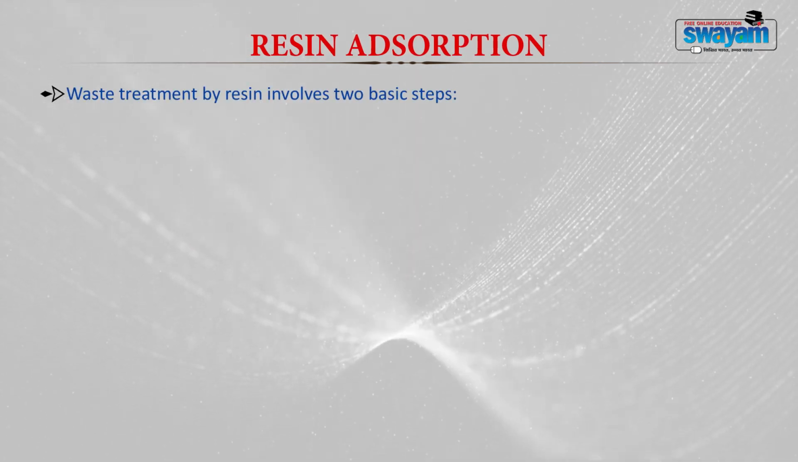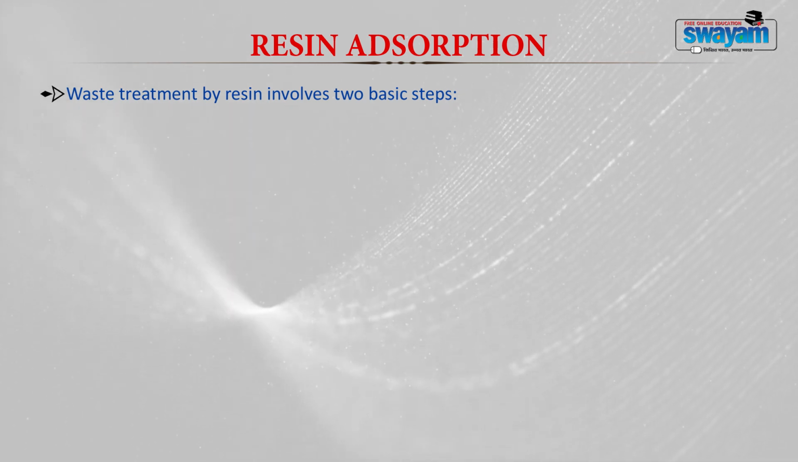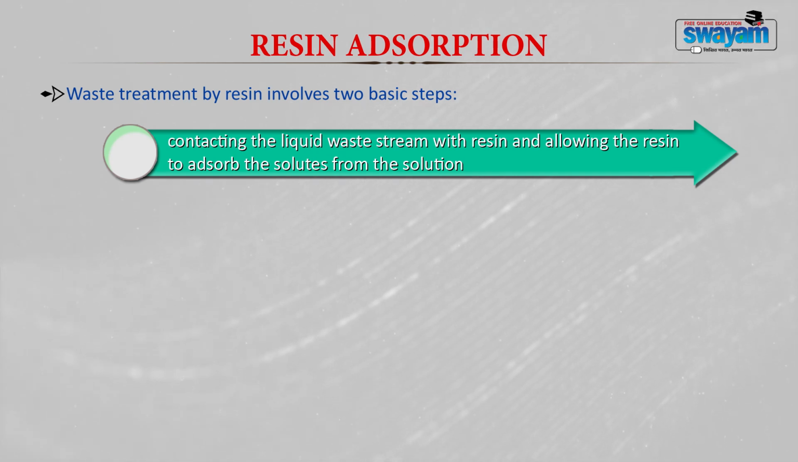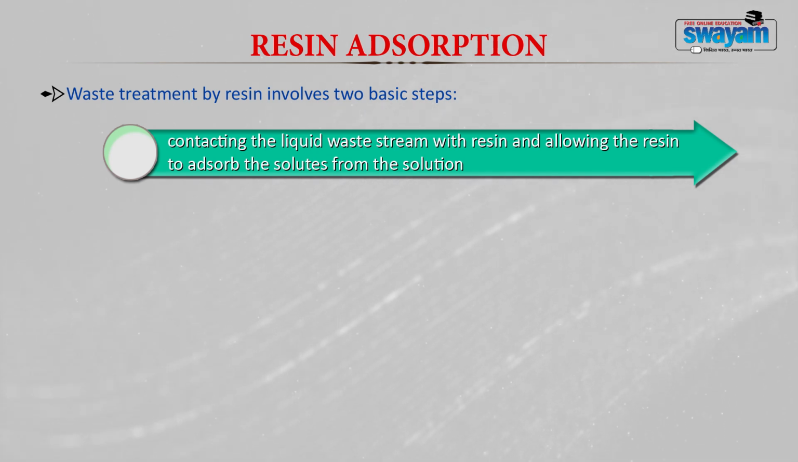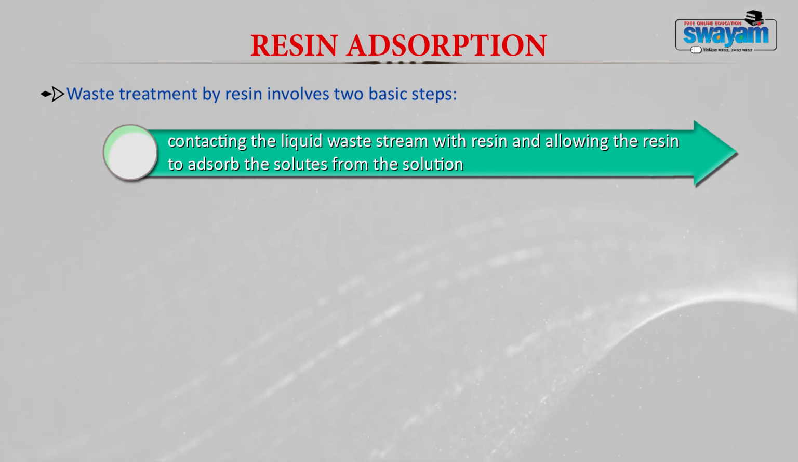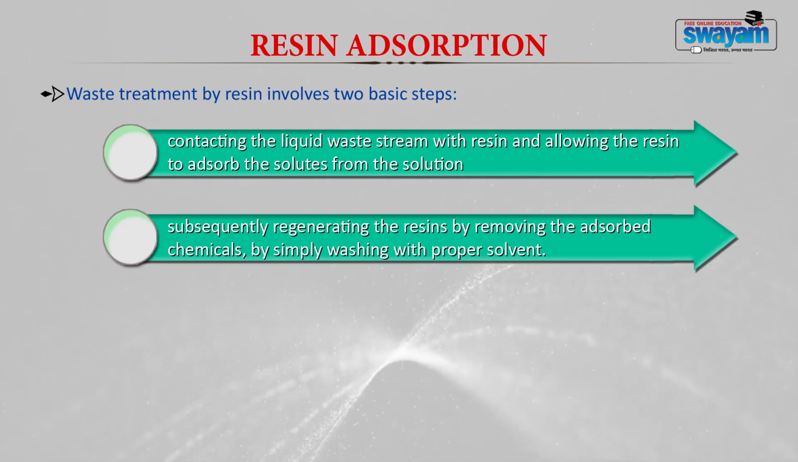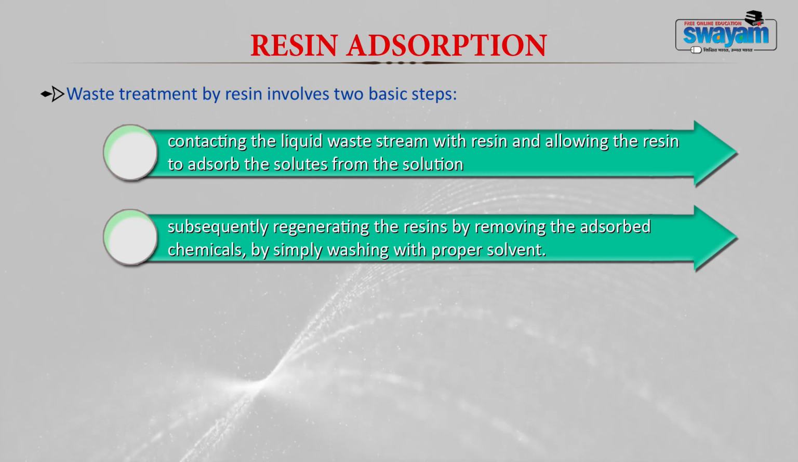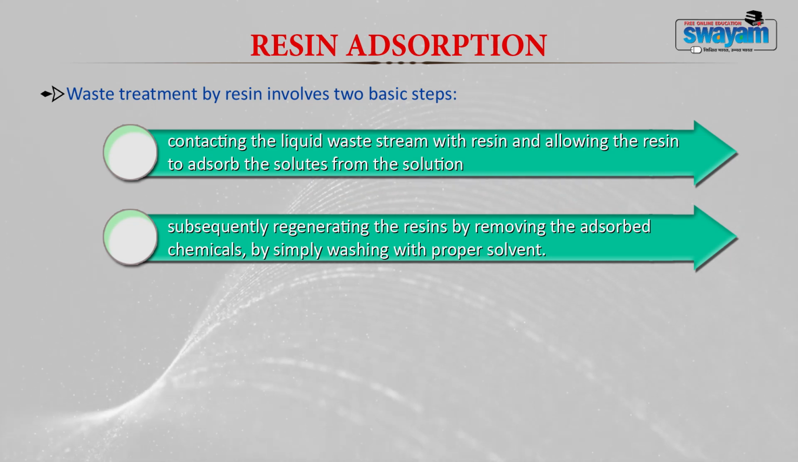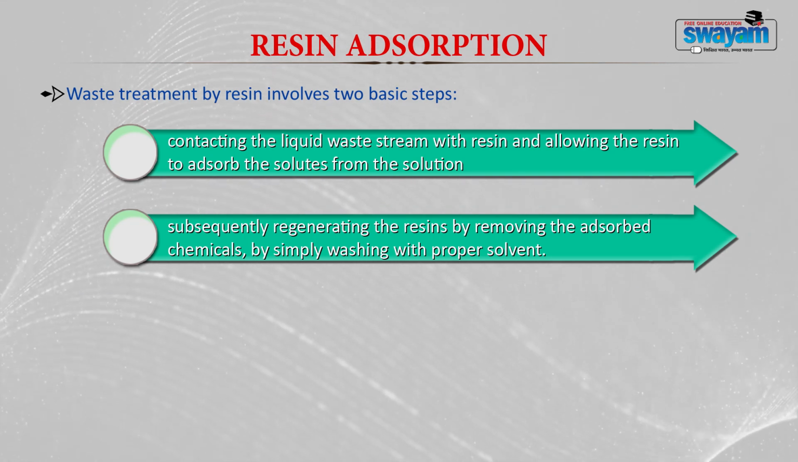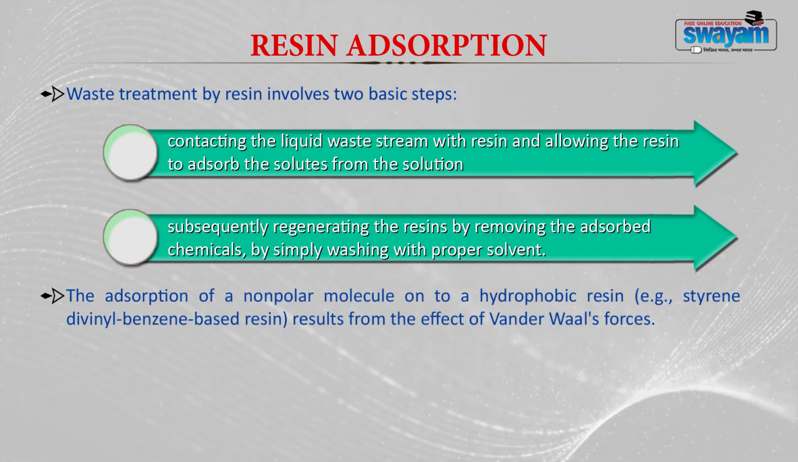The second type of physical treatment method is resin adsorption. Waste treatment by resin involves two basic steps. One, contacting the liquid waste stream with the resin and allowing adsorption from the solution. The second is to subsequently regenerate the resin. Just like activated carbon, the resin is regenerated by removing the adsorbed chemicals either by simple washing with a proper solvent, or you can also go for certain other treatments.